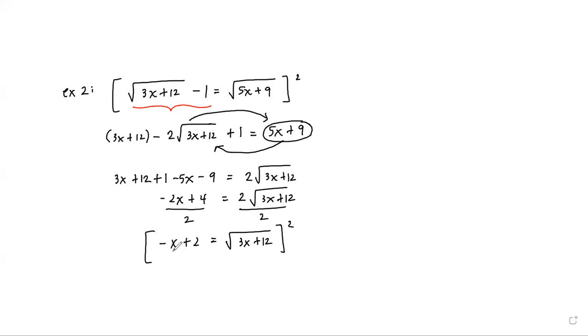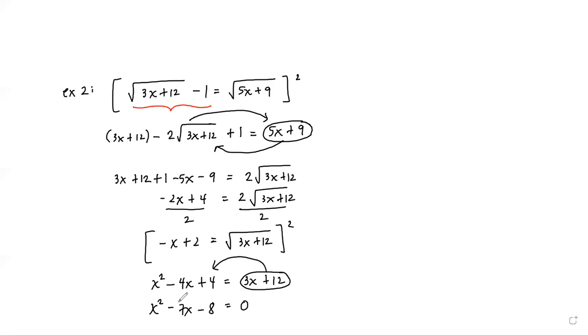So squaring this, we get x squared, and then minus twice the product of the following. So the product is 4x. So x squared minus 4x, and then the square of positive 2 is positive 4. And then squaring the square root of 3x plus 12 will be 3x plus 12. And then transposing everything here on the right side, going to the left side, we're getting x squared minus 7x. And then 4 minus 12 is negative 8 equals 0.